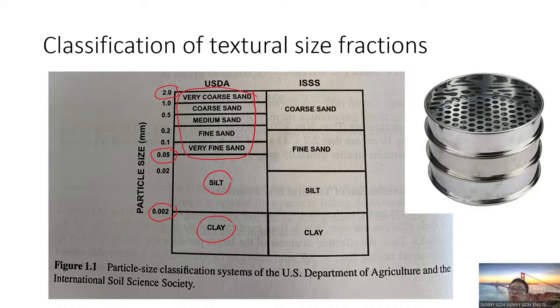It's good to know that when you talk about clay, you talk about the size that is less than 0.002 millimeter. When you talk about silt, you talk about the size between 0.05 millimeter and 0.002 millimeter. When you talk about sand, you talk about the size between 2 millimeter and 0.05 millimeter.